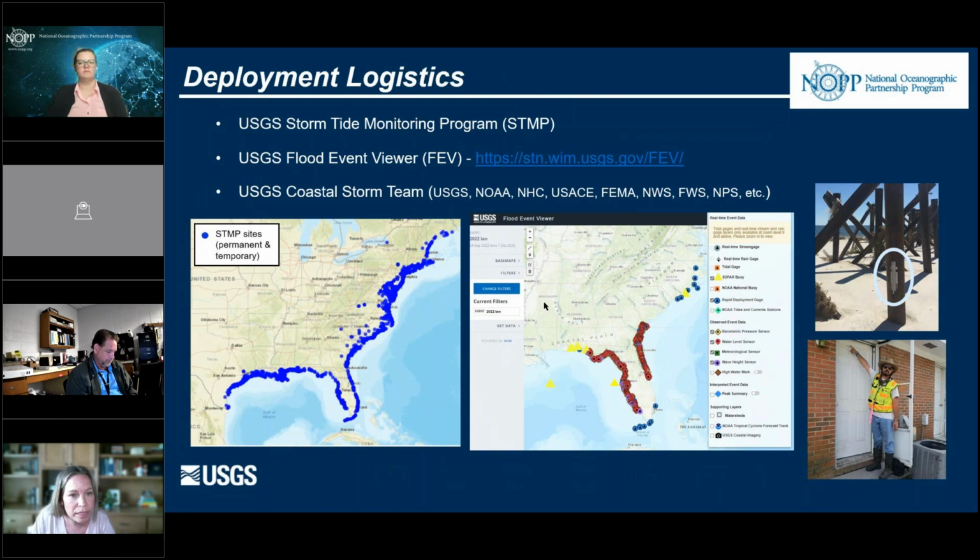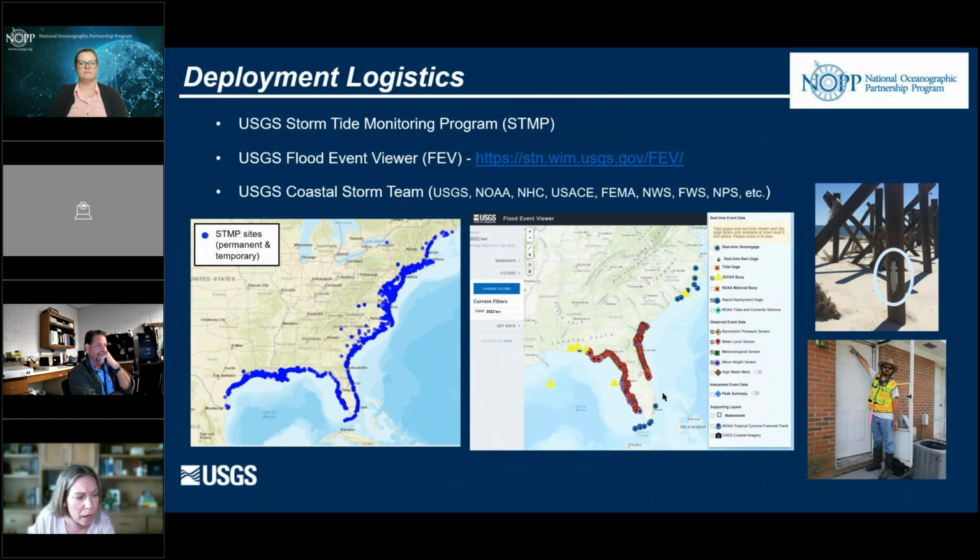The data collected from our storm response is provided on the USGS Flood Event Viewer, which is shown in the middle here. You can see all the different types of sensor data that we provide, including high water marks that are collected after a storm. This is an example from Hurricane Ian, where we had a number of offices and teams deploying those sensors ahead of the storm.